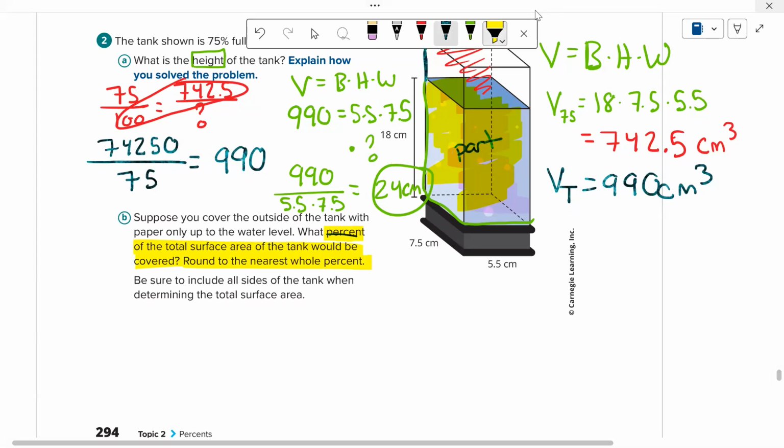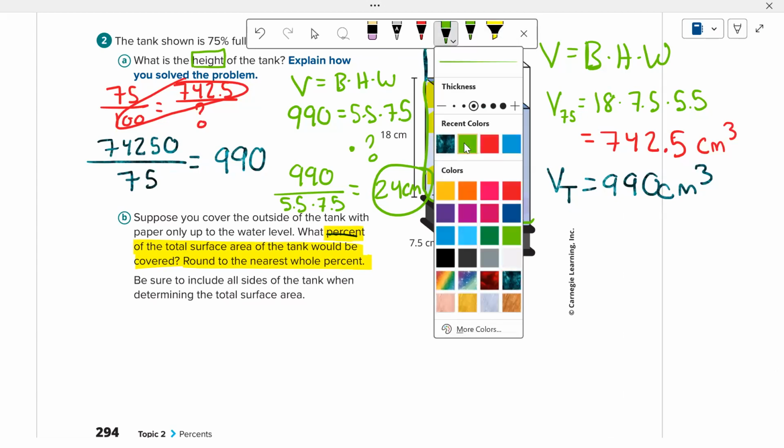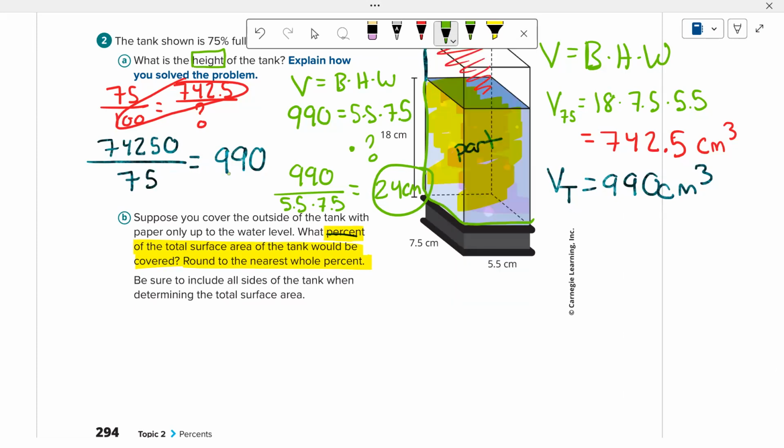What percent of the total surface area of the tank would be covered, and round it to the nearest whole percent? All right, so this was actually a lot of work. You have to remember what surface area was, surface area of the tank, and how to figure it out. So we need two things. We want the original surface area, the total surface area, and we also want the water surface area.